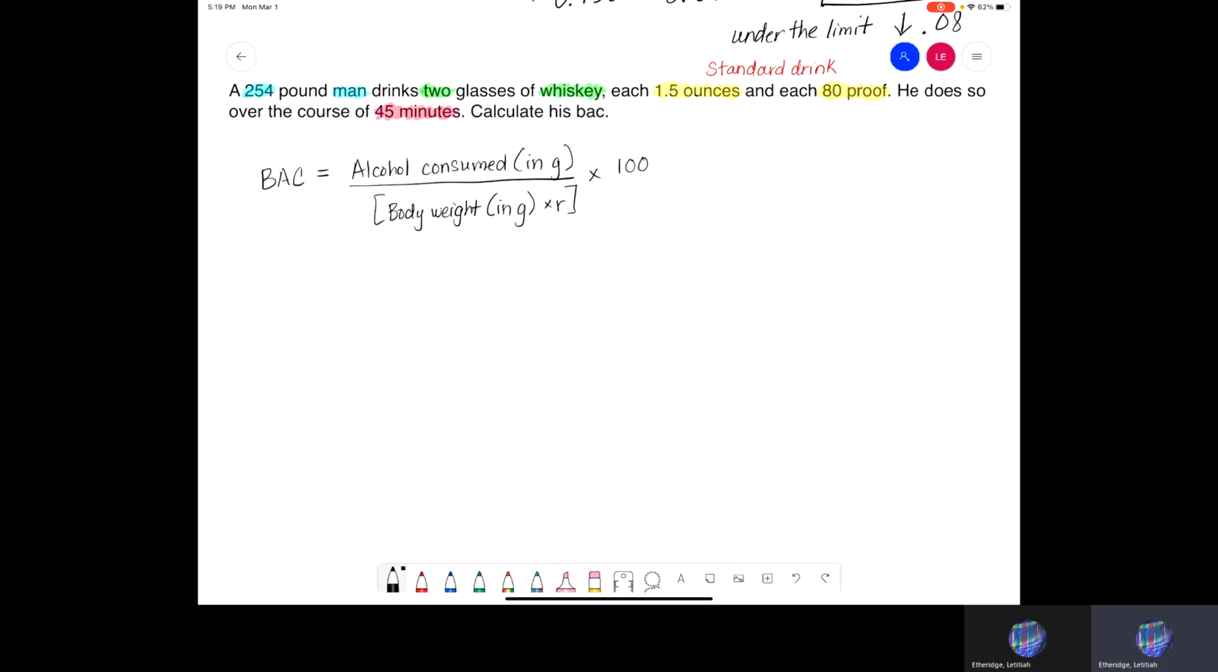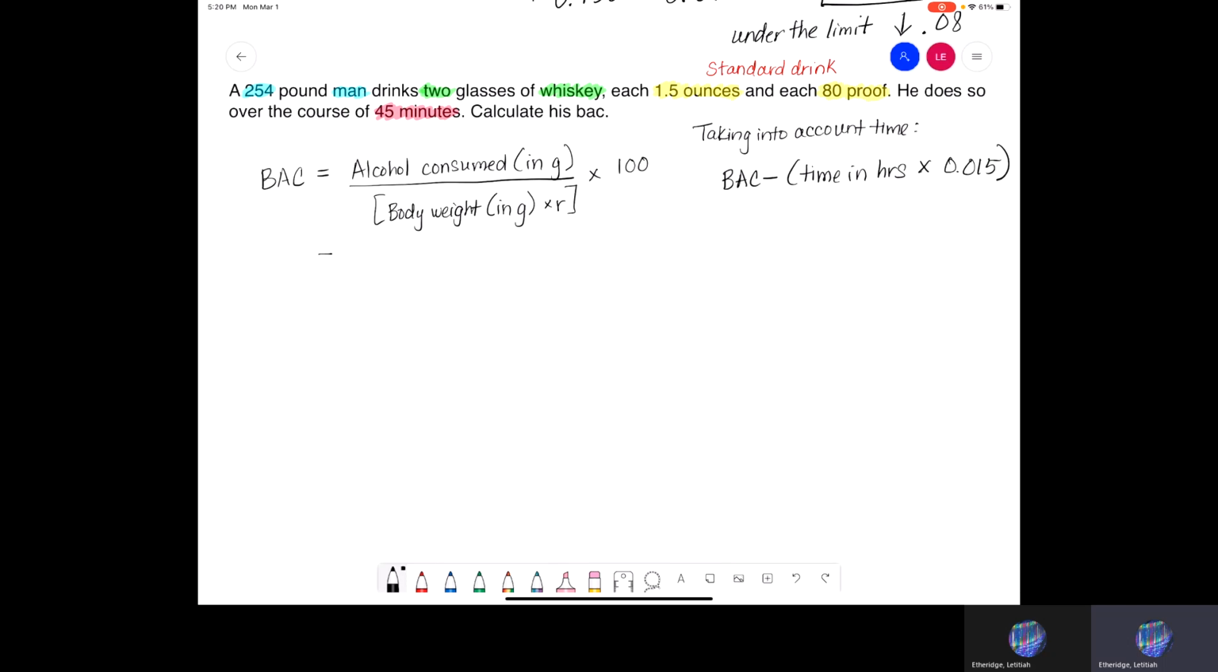And then the second part of it is if you need to take time into account. Then that equation is going to be BAC minus time in hours multiplied by 0.015. Okay, so those are the equations that you need to have in your brain because that's what we're going to use. So let's do this.